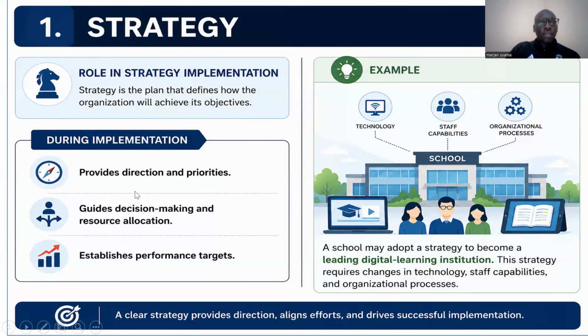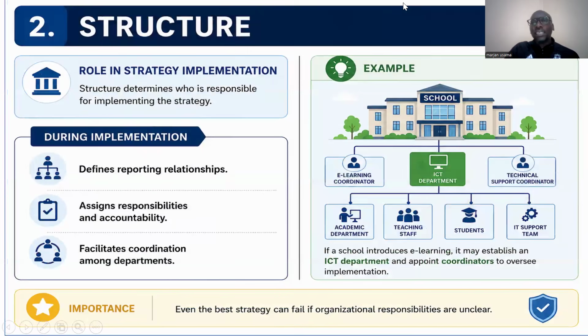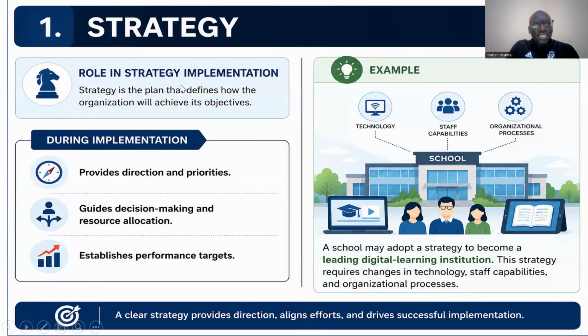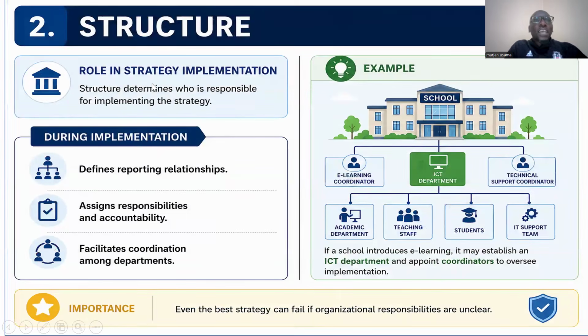So that is number one. Okay, number two is structure. Our strategy is very clear now. So what is the structure? And what is the role of structure, not strategy, in implementation?